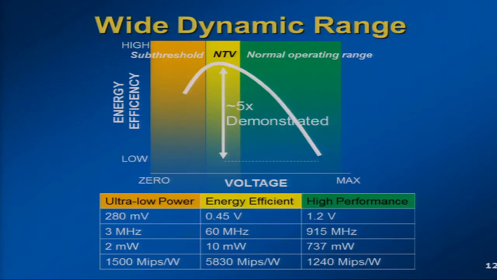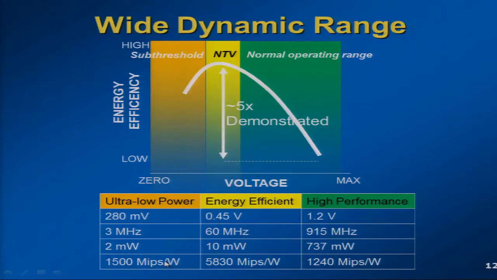It's an NTV processor. You can have high performance. You get the full voltage, you can have it at 1.2 volts, it runs about a gigahertz, consumes just less than a watt, and gives you 1200 MIPS per watt. At the energy efficient point near NTV, at about 450 millivolts, it runs at 60 megahertz, 10 milliwatts, and look at the energy efficiency, 5800 MIPS per watt.